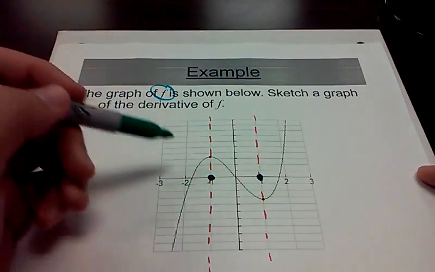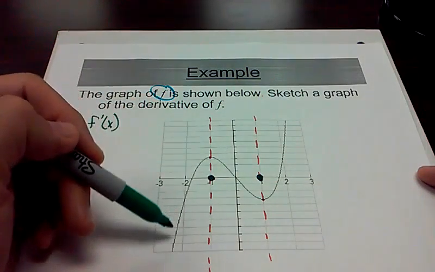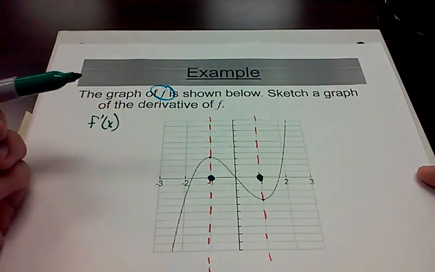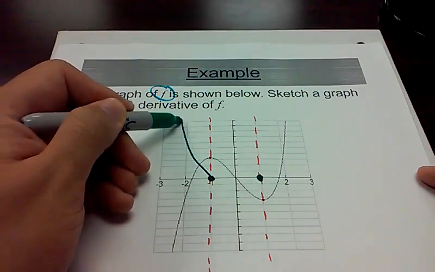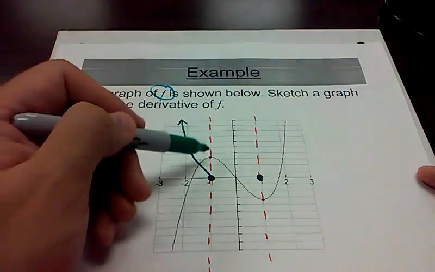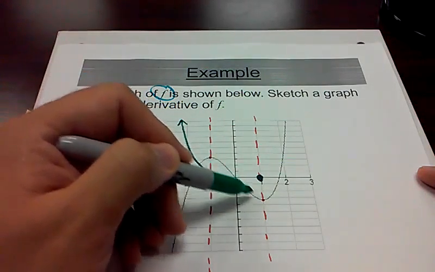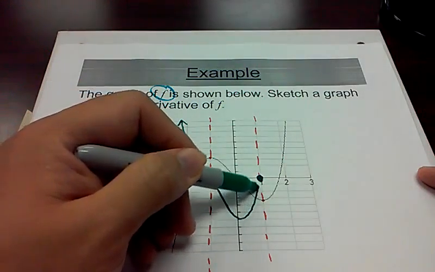All right, so now let's take a look at the left-hand side, my first interval. Notice that the graph is increasing. Well, when the graph is increasing, that means the derivative is positive. So I'm going to have a positive value for the derivative. All right, in between this interval, notice that the graph is decreasing. When it's decreasing, that means the derivative is negative. So I'm going to have negative values.